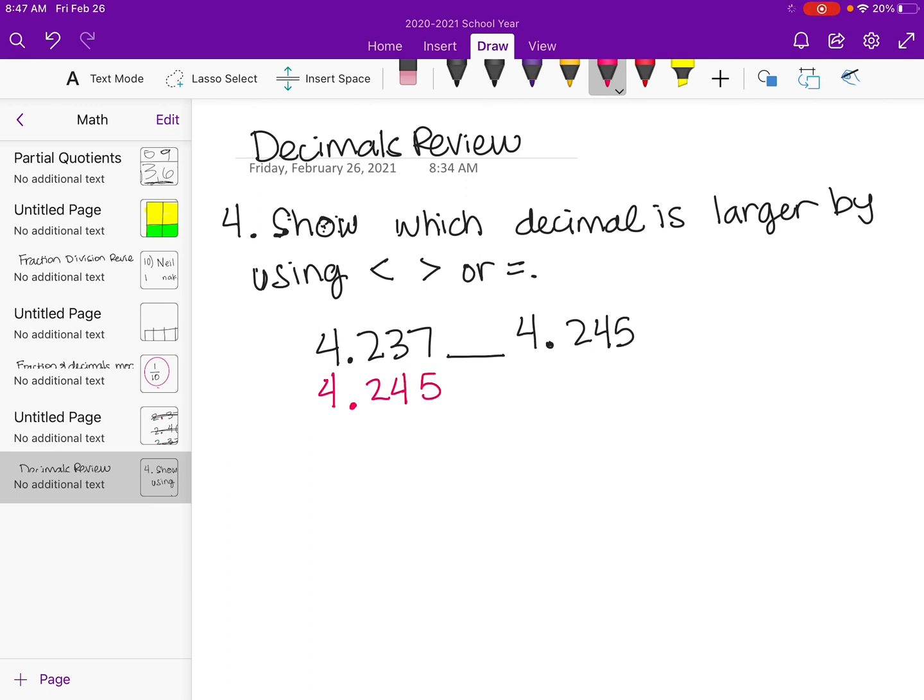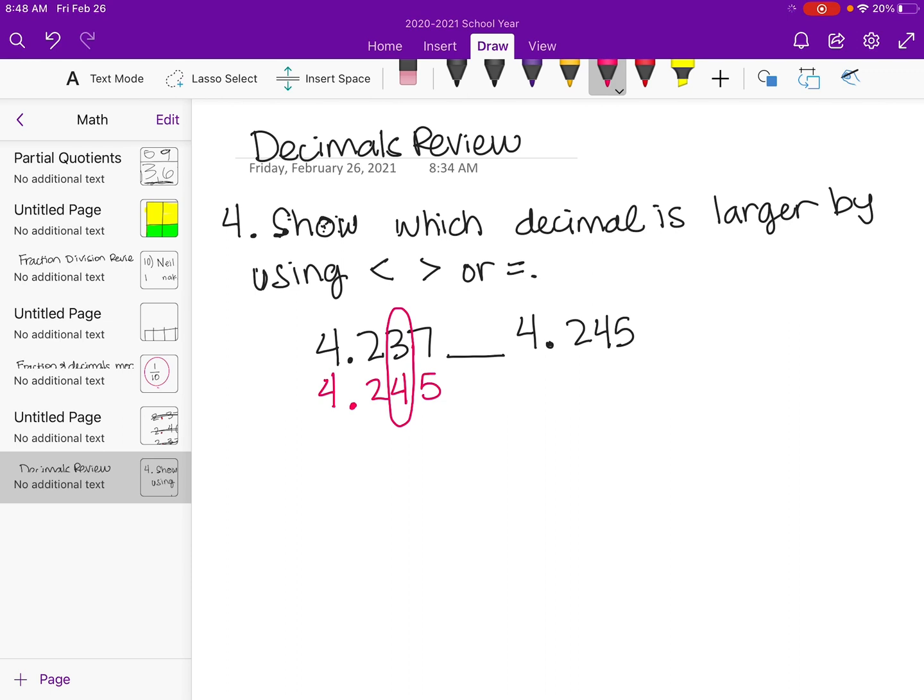So I'm going to start by looking at each of the place values. We start with our biggest place values. So I look at my ones. Now those are both 4. So that's the same. That's not going to tell me which of these numbers is larger. So I'll move over to my tenths place value. Again, the 2s are both the same. That's not going to tell me which of the numbers is larger. So I'll move to my hundredths place value.